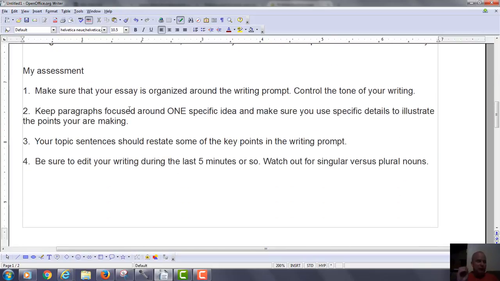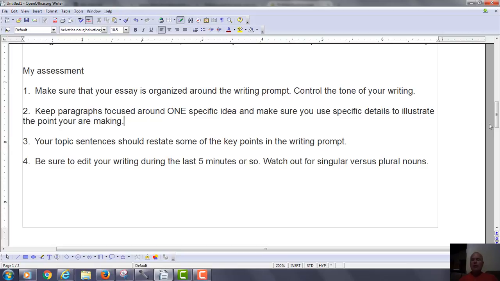So make sure your essay is organized around the writing prompt and control the tone of your writing. If you need to be argumentative, be argumentative. But if you need to be objective first, then be objective. Second thing, keep your paragraphs focused around one specific idea and make sure that you use specific details to illustrate the point that you're trying to make.